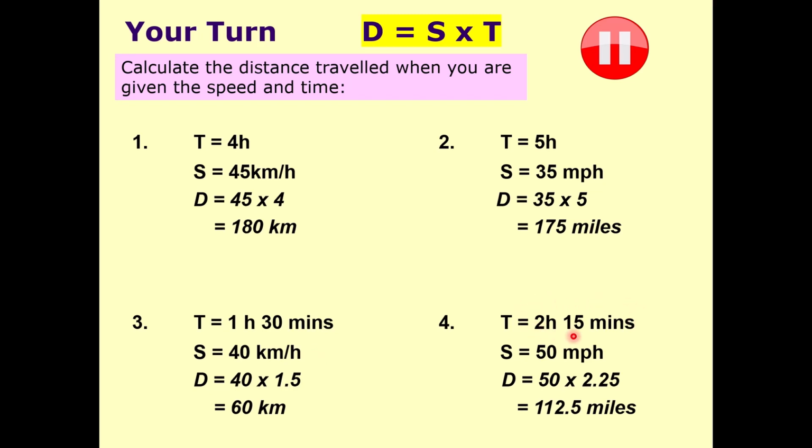And then question 4, 2 hours and 15 minutes, speed 50 miles per hour. So distance equals speed, which is 50, times the time. So 15 minutes is 0.25, add on your 2 hours to get 2.25, and then multiply to get 112.5 miles. So really well done if you got all of those correct.